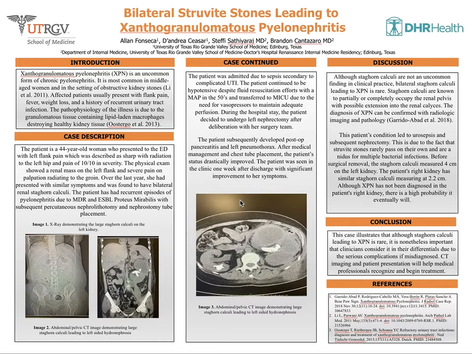Introduction to XPN. XPN is an uncommon form of chronic pyelonephritis. It is most common in middle-aged women and in the setting of obstructive kidney stones. Affected patients usually present with flank pain, fever, weight loss, and a history of recurrent urinary tract infections. The pathophysiology of this illness is due to granulomatous tissue containing lipid-laden macrophages which destroy healthy kidney tissue.